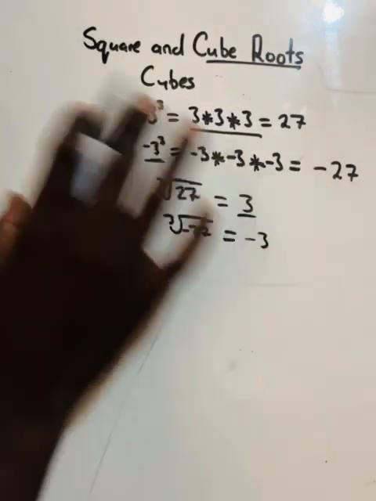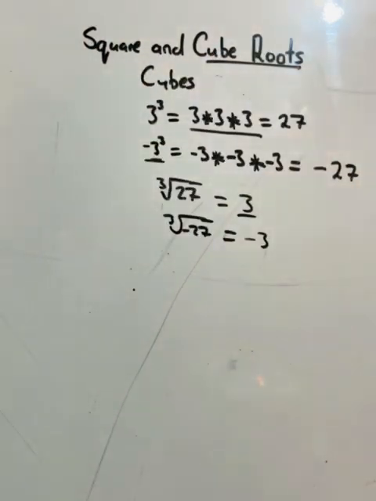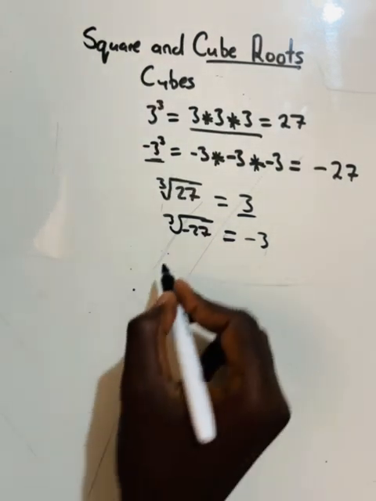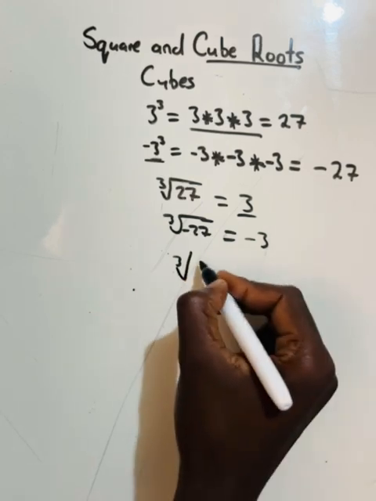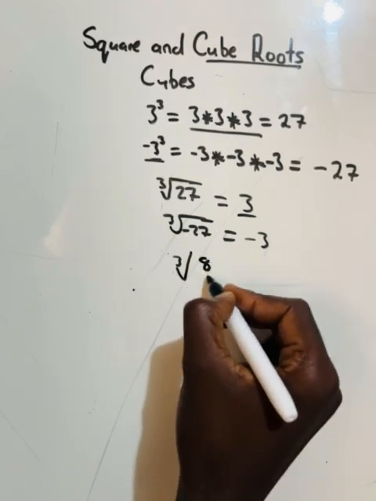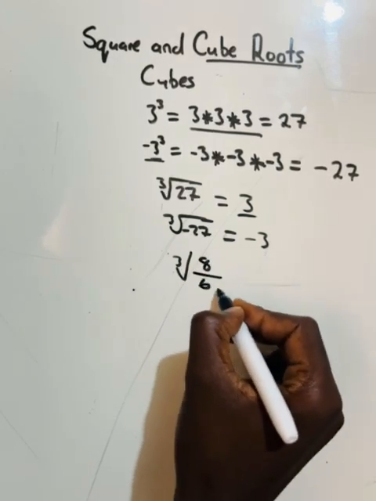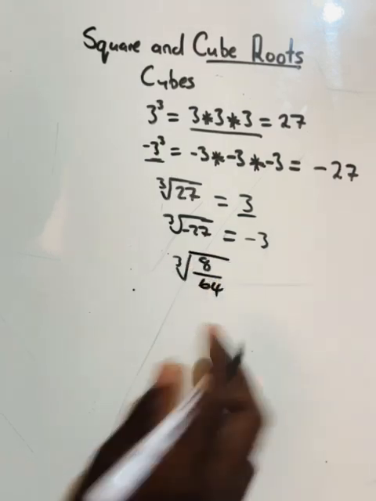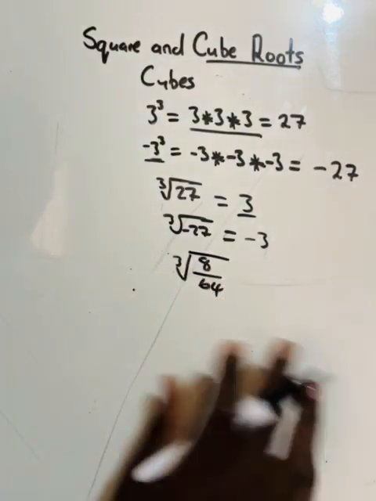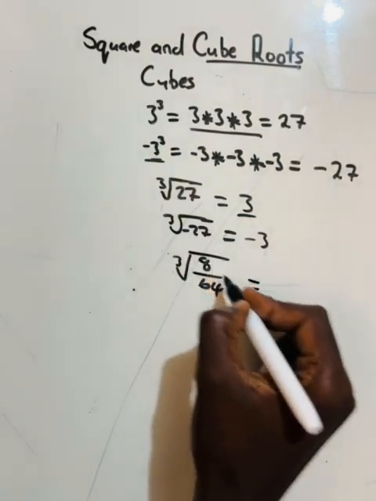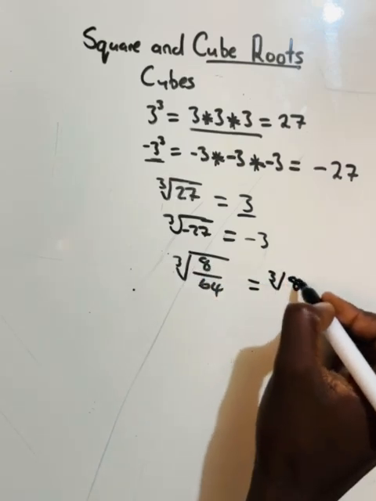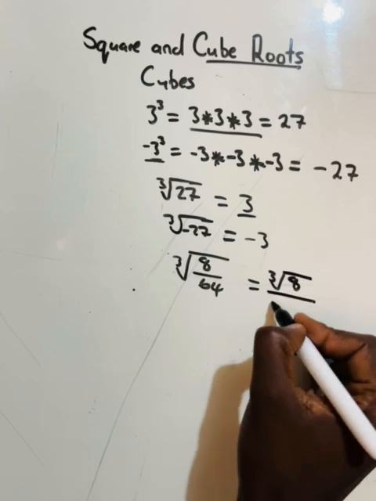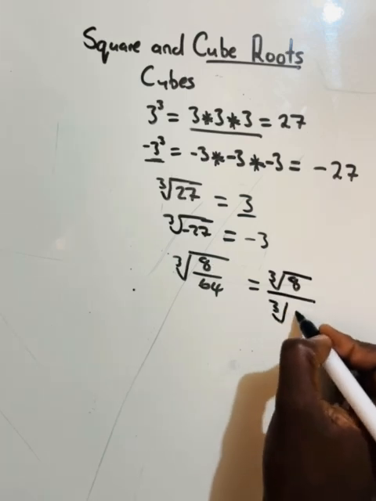So this is the work of cube roots. If they give you a fraction, then they say cube root of 8 over 64. What does it mean? It simply means that they are looking for the cube root of the numerator, which is 8, all over the cube root of the denominator, which is 64.